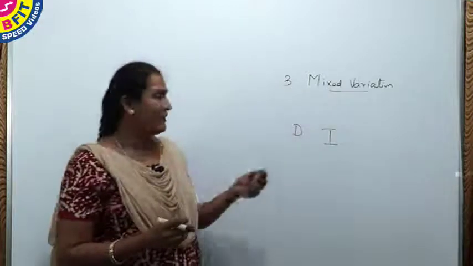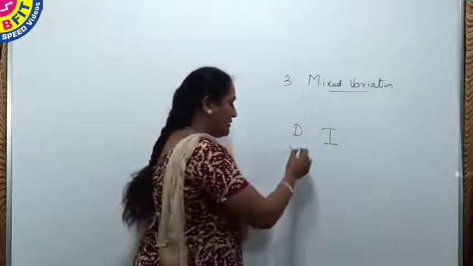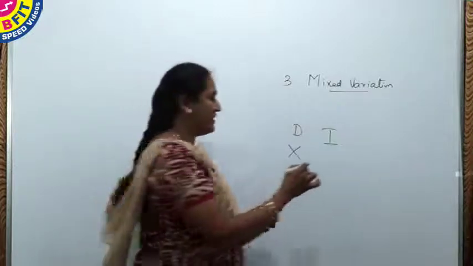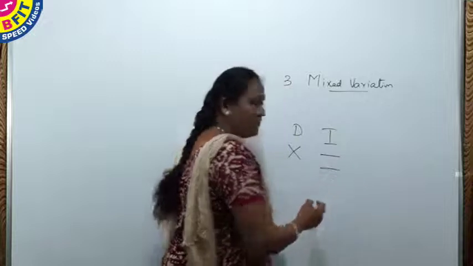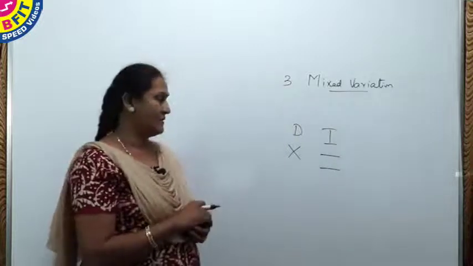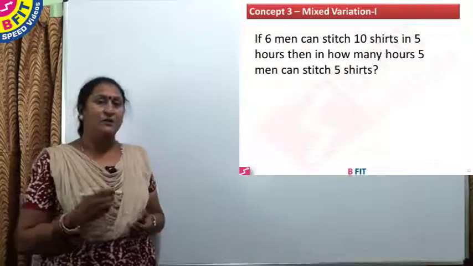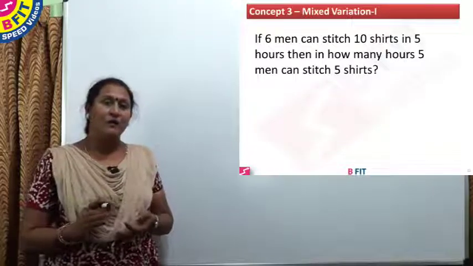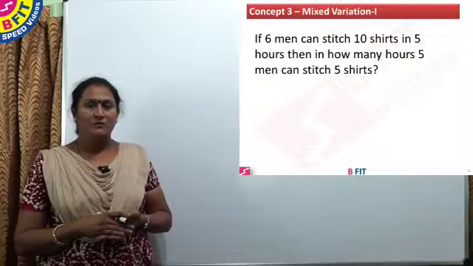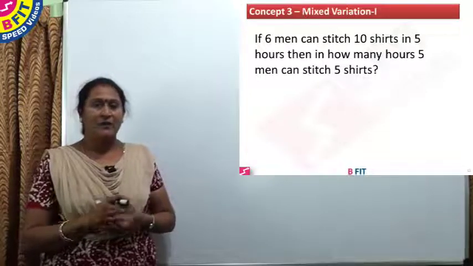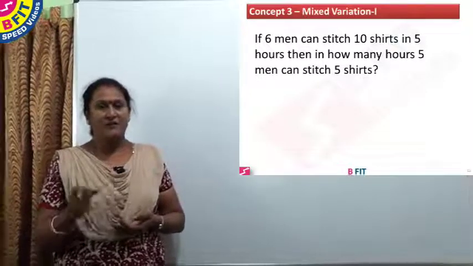And using the techniques of direct variation, cross products, and the techniques of inverse variation, parallel products, we will see how to work out these questions. So we will have some examples. In mixed variation, you have more than 2 variables involved. So we will see this example where you have both direct and inverse variation.